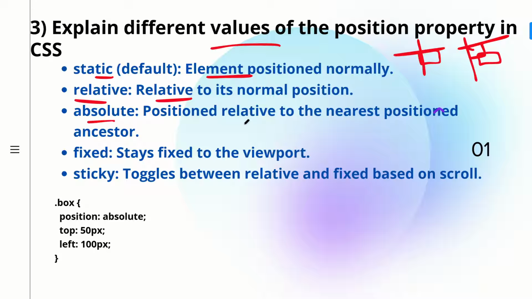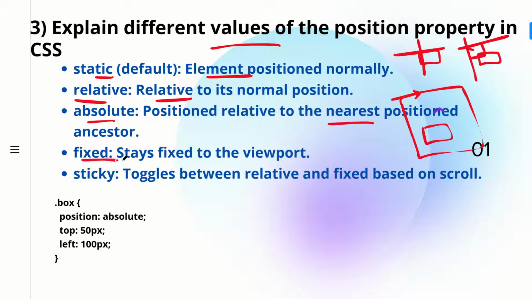So absolute elements are positioned relative to the nearest positioned ancestor. In case this is your element which has position as absolute, then it is going to look for the nearest ancestor which has the position property. Let us suppose that there is an ancestor which has position as relative. So this absolute element is going to position itself according to the positioned ancestor. So left and right will be calculated from this parent, that is the ancestor.